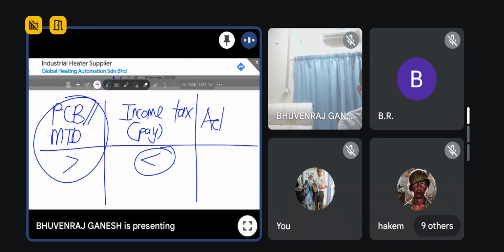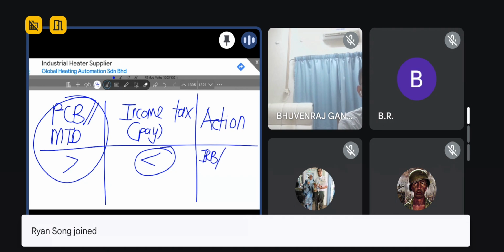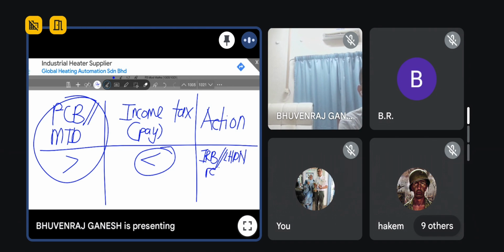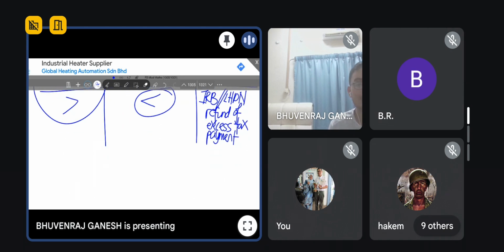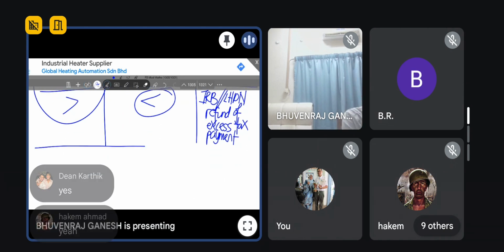So action, IRB ataupun LHDN in BM, you will get refund daripada cukai yang berlebihan of excess tax payment. This is how you write in the exam. Okay, you will get refund of excess tax payment. Okay, guys, do you get it? First scenario, understand or not? Hopefully you all get it lah.